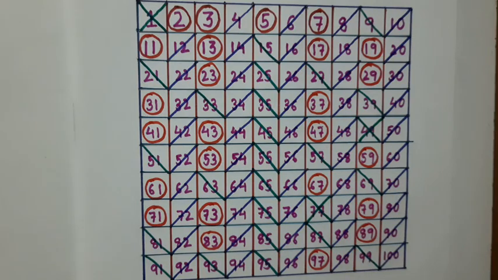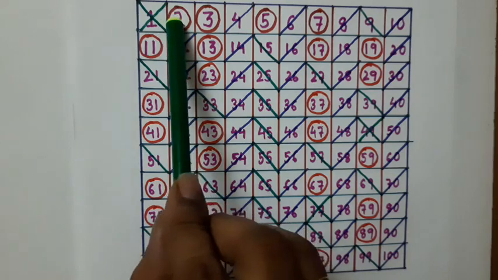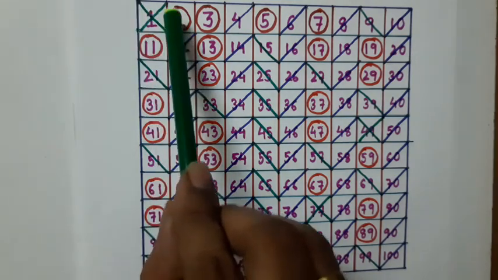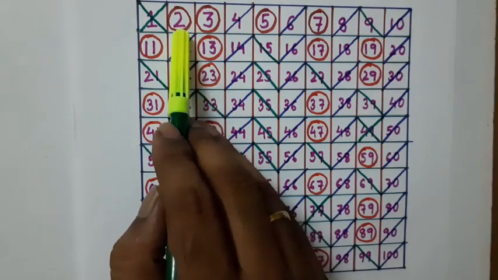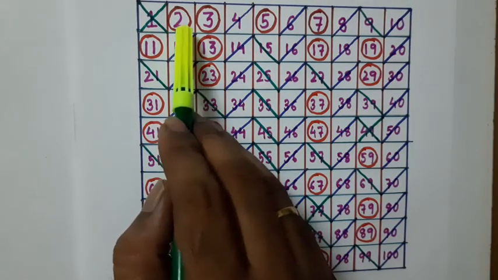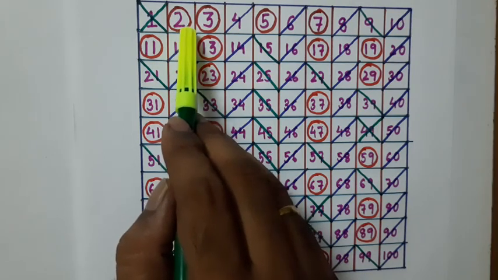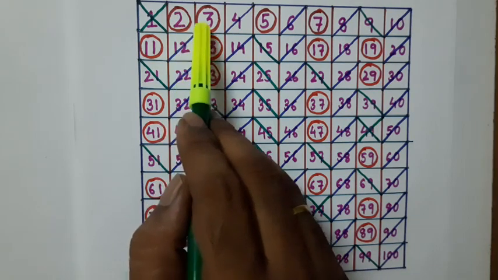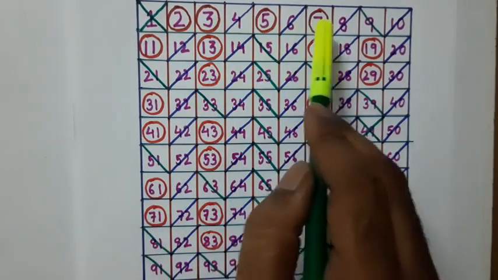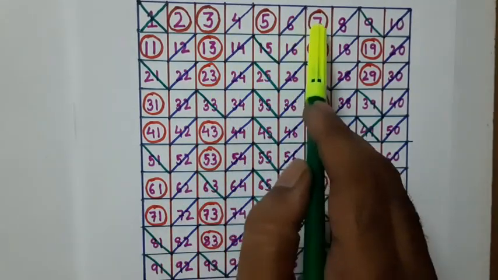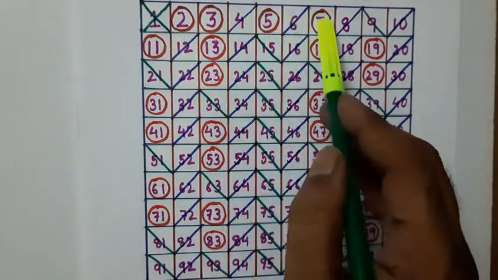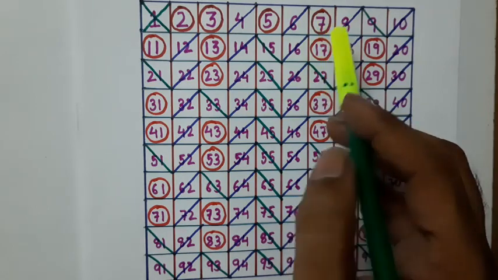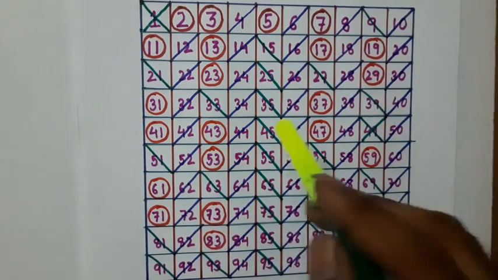Let's begin with the number 1. Now 1 is neither prime nor composite, so we will just cross it out. The next number is 2. 2 is a prime number because it has exactly two factors, that is 1 and 2. Similarly, we have 3, 5 and 7. These are the first 4 prime numbers less than 10. Using these 4 prime numbers, we will filter out all the rest of the prime numbers less than 100.